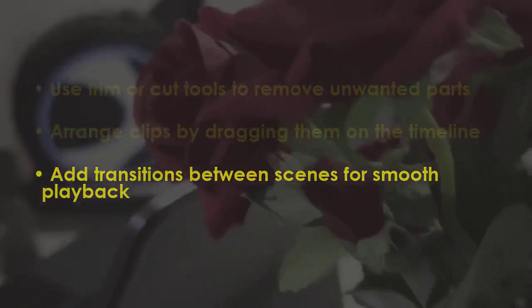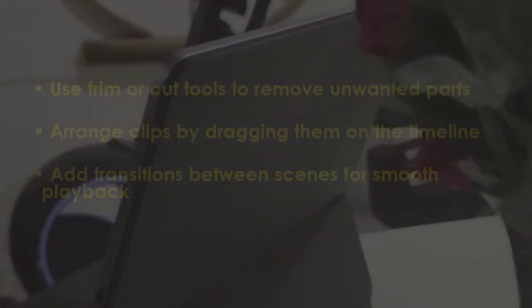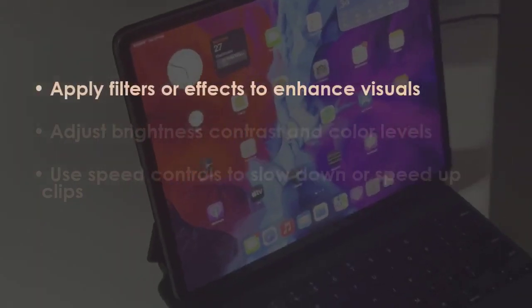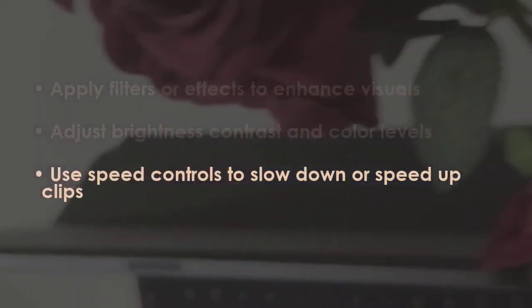Next, insert transitions between clips for smoother flow. In the next step, add filters or visual effects for better appearance. Then modify brightness, contrast, and color tones. Next, adjust speed settings to fast forward or slow motion.